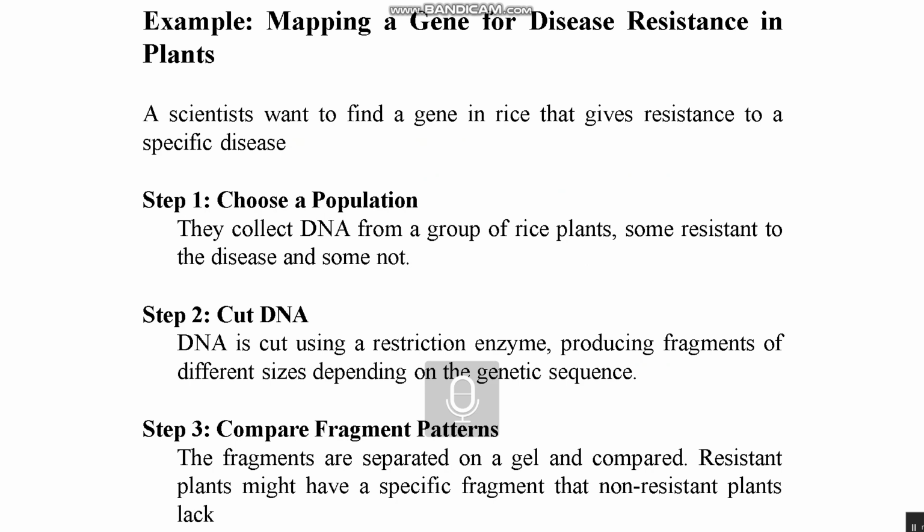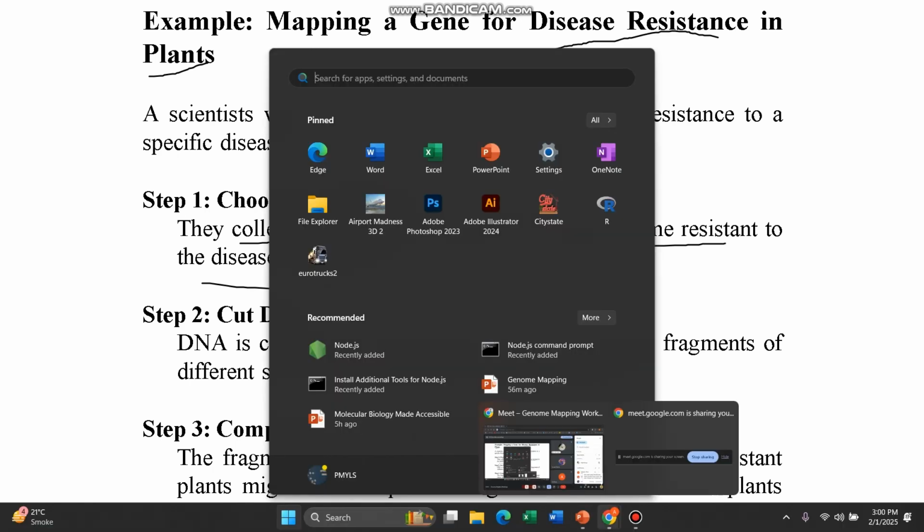Now we'll talk about an example. For example, mapping a gene for disease resistance in plants. There are plants that are resistant to the disease, and now we have to map the gene that actually makes the plants resist the disease. A scientist wants to find a gene in rice that gives resistance to a specific disease. First of all, they choose the population. They collect the DNA from a group of rice plants, some resistant to the disease and some not.